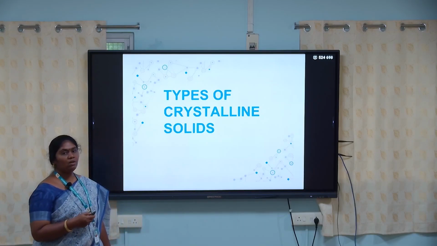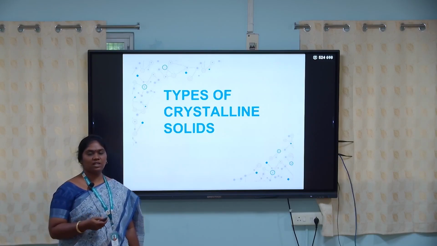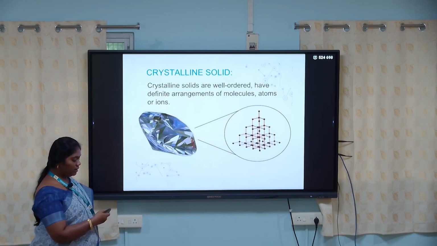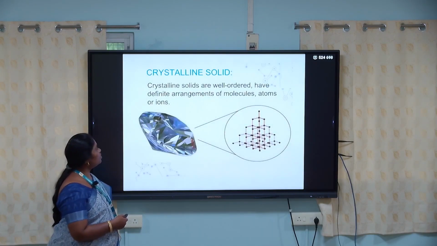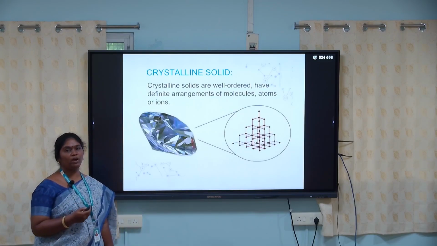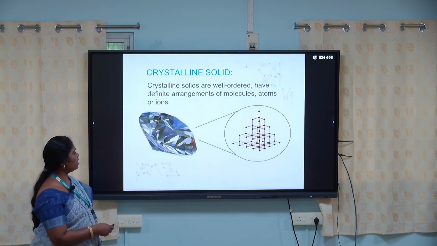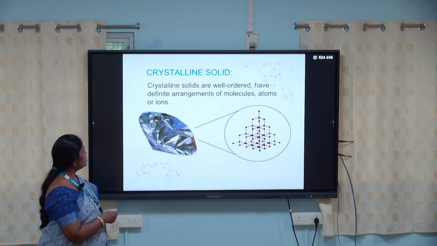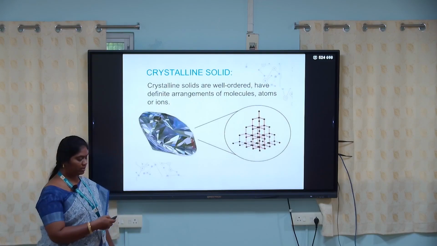The solids are subdivided into two major categories: one is crystalline in nature, the second is amorphous in nature. These are the types of solids. Crystalline solids are nothing but a well-ordered or repetitive arrangement of atoms. Here you can see the molecules are arranged repetitively. An example of this type of crystalline material is diamond.